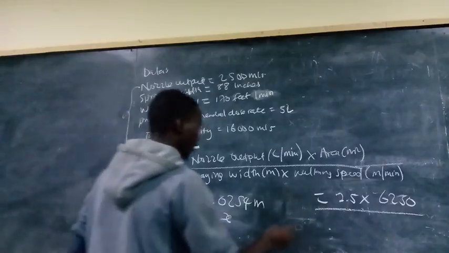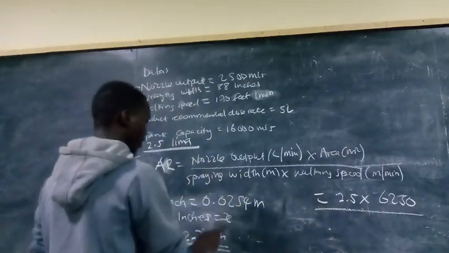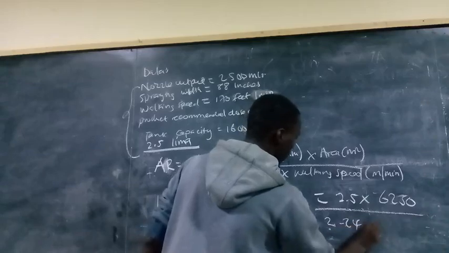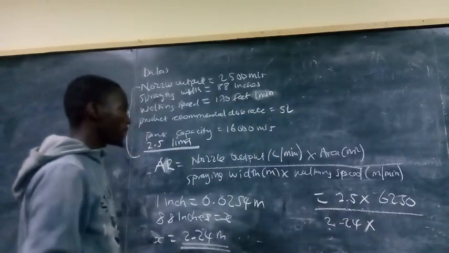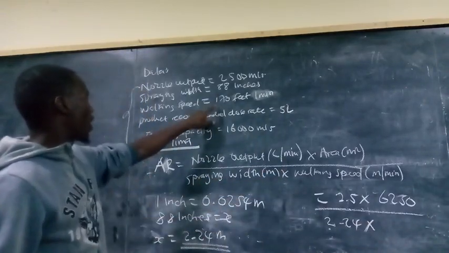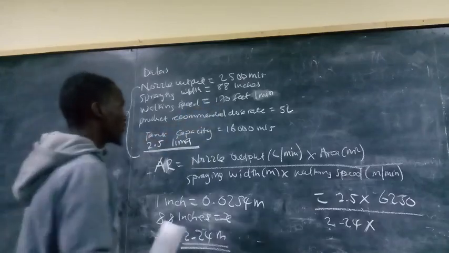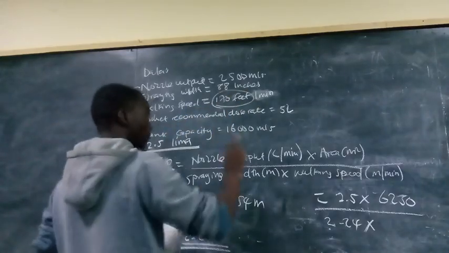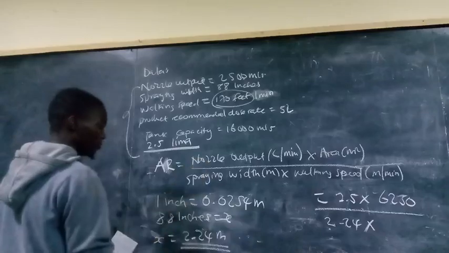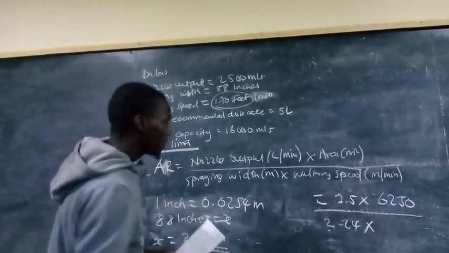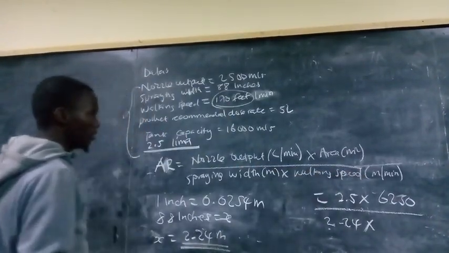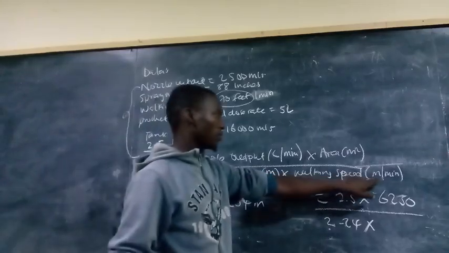So we have our working width in meters, which is 2.24, multiplied by the working speed, which is supposed to be meters per minute. So our working speed, we have to convert these feet to meters per minute. Sorry for that.